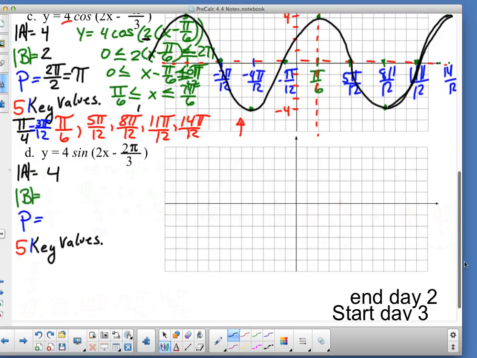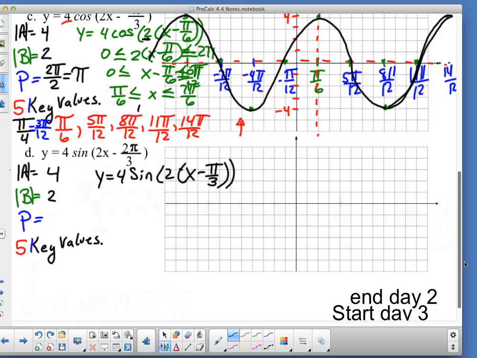My B, gosh, it's kind of hidden in there. It's going to be 2, but let's show you how I pull that out. 4 sine of 2 times the quantity x minus pi over 3. Remember that 2 didn't disappear, and it's there as I finish.